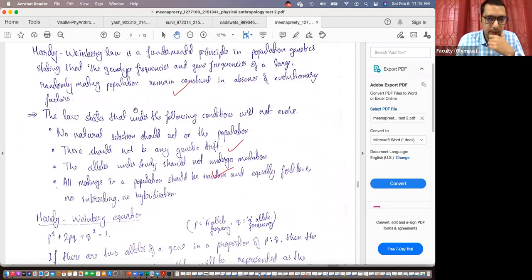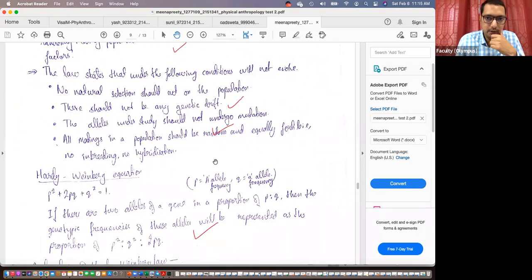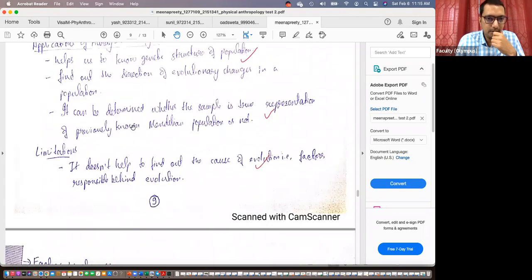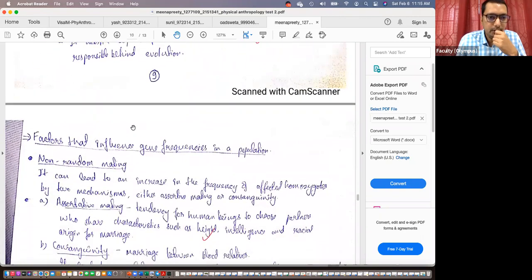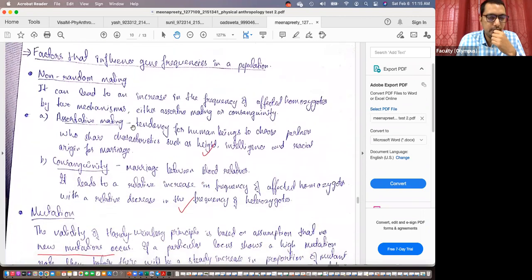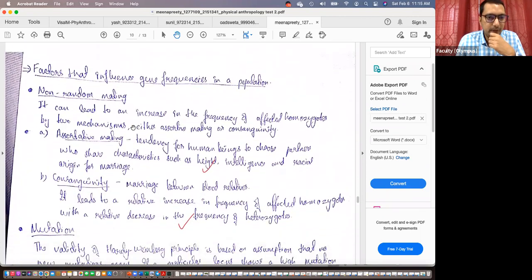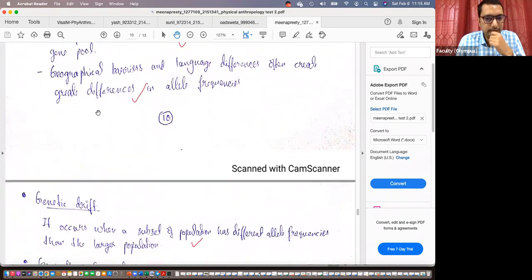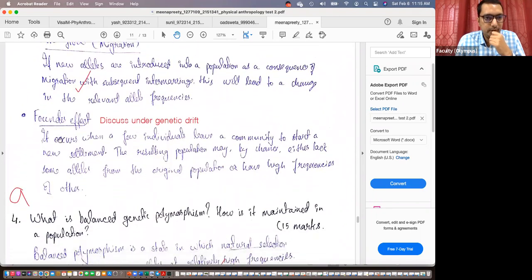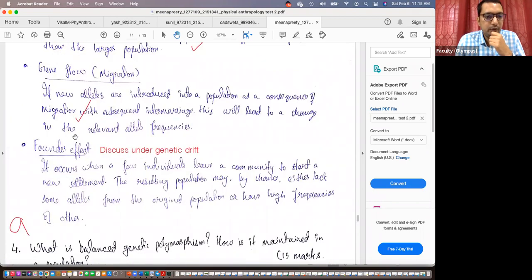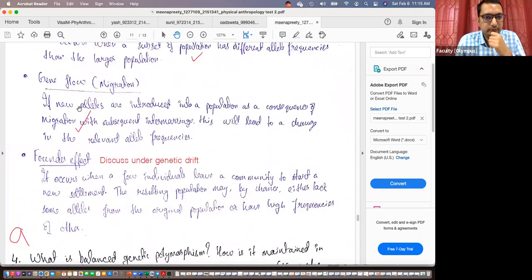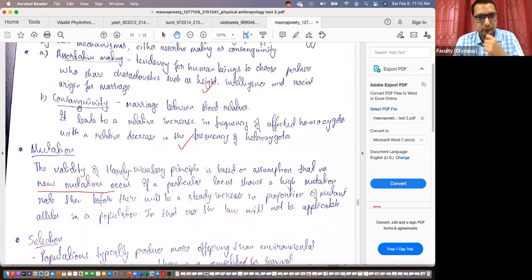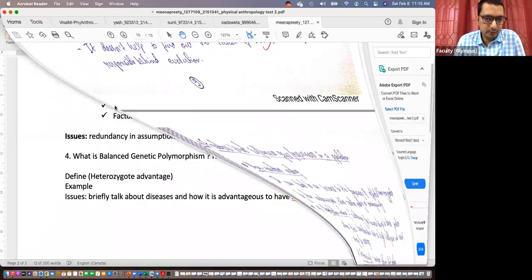What is the law, the main law? What does it state? Then the conditions under which it is true, and the equation. Applications are also mentioned, that is all right. Limitations, don't focus too much on them, but focus more on the factors: non-random mating, assortative mating, consanguinity, mutations, selection, genetic drift. I think you are the one to discuss genetic drift separately, right? So put founder's effect under genetic drift, and gene flow like that. So this structure should be all right for this question.